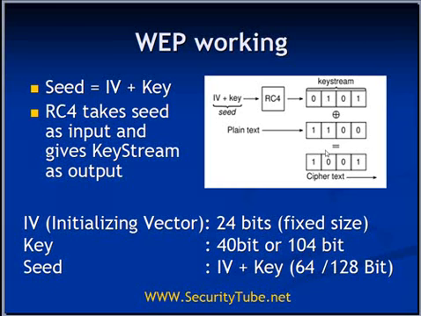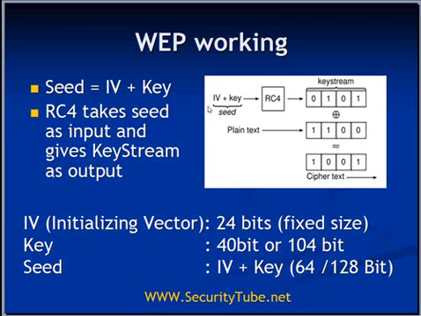Now what will the AP do? The AP also has the same key, so it will also generate the same key stream. Since the XOR function is reversible, if we again XOR this cipher text with the same key stream, we can get the plain text message. So the access point will simply generate the key stream, XOR the cipher text message with the key stream, and generate the plain text message. This is the simple working of the WEP algorithm.